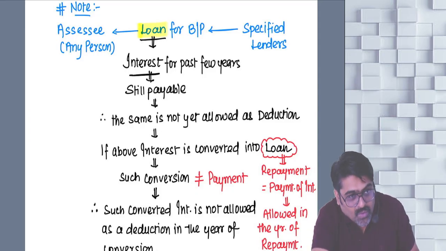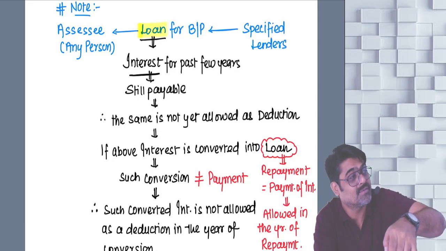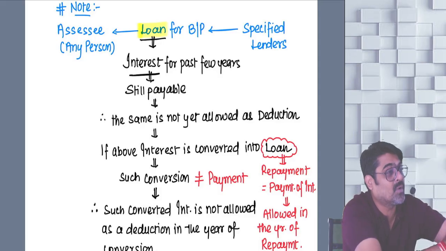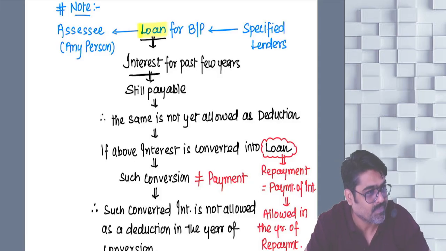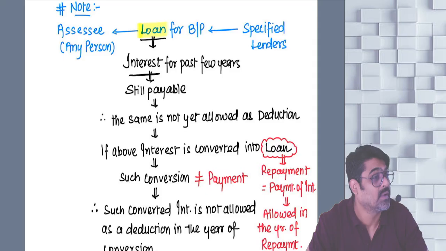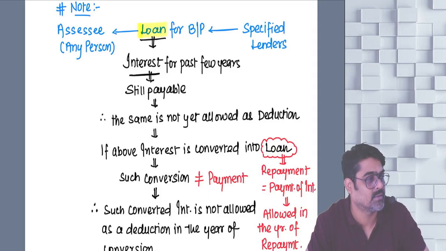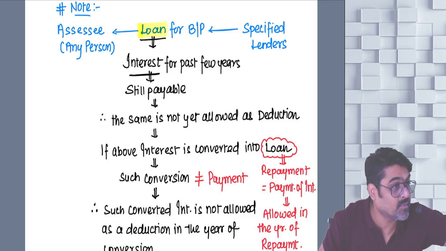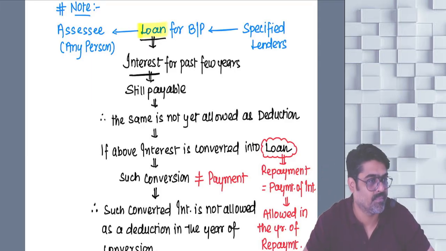Now that loan is nothing but the amount of interest, which is now appearing as a loan. Whenever you repay any part of that loan, it is as good as interest being paid at that time. That time you claim the deduction. But conversion of interest into loan is not treated as payment of interest. Whenever that converted amount is repaid in the future, at that time it will be considered that the interest is paid. That time you will be able to claim the deduction.